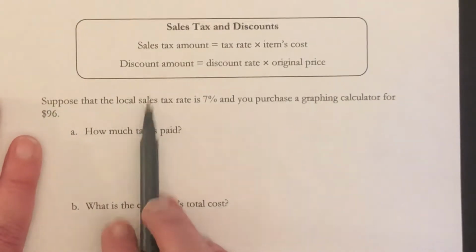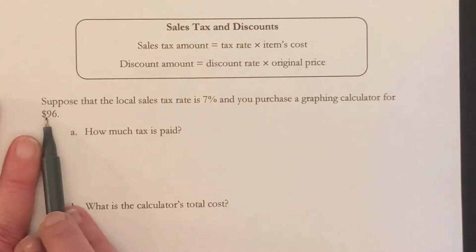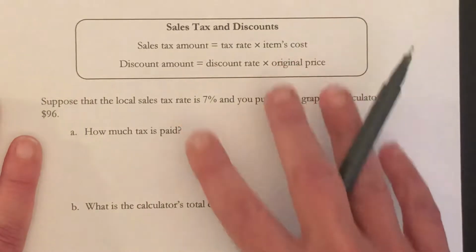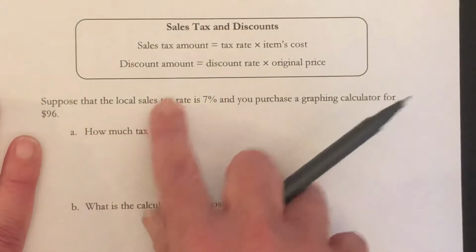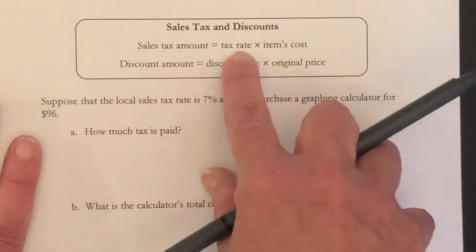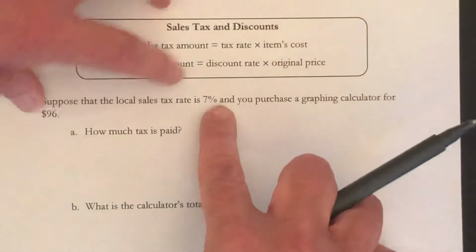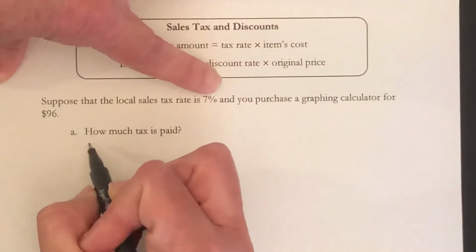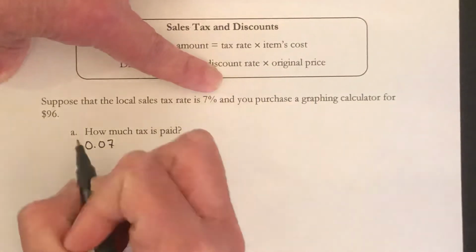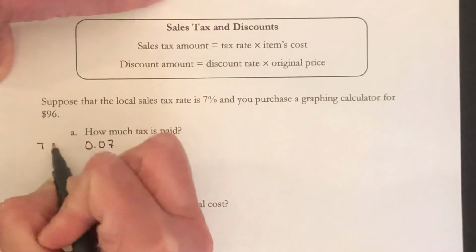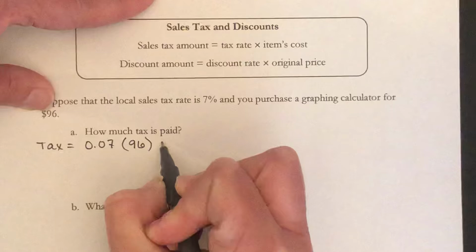Suppose that the local sales tax rate is 7% and you purchase a graphing calculator for $96. We're asked first how much tax is paid and what is the calculator's total cost. So for the sales tax amount, we use the tax rate times the item's cost. So our tax rate is 0.07. 7% is 0.07, times the amount paid, which is $96.